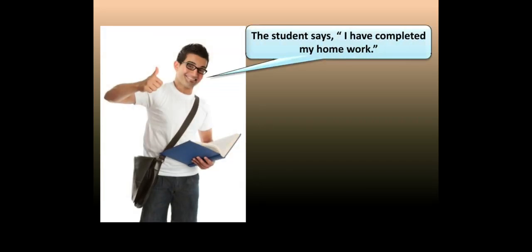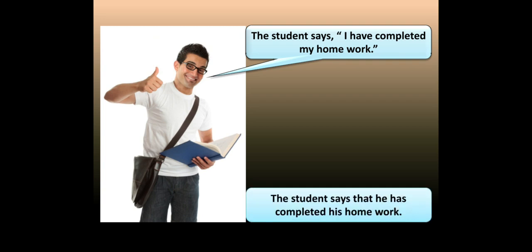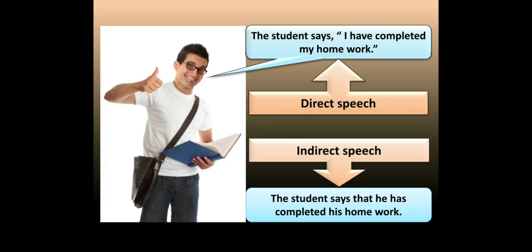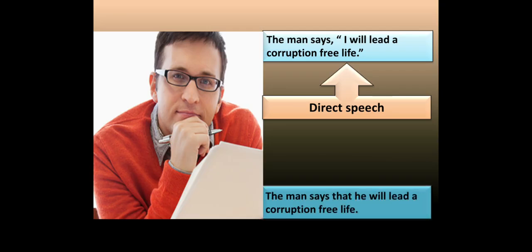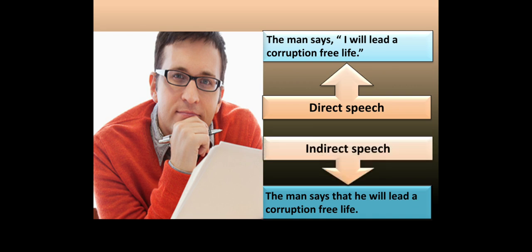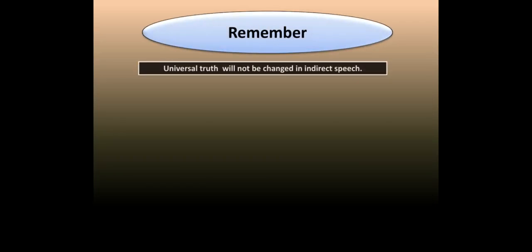The student says, "I have completed my homework." The student says that he has completed his homework. Direct speech, indirect speech. Here also the verb's form doesn't change. The man says, "I will lead a corruption-free life." Here, the man says that he will lead a corruption-free life.